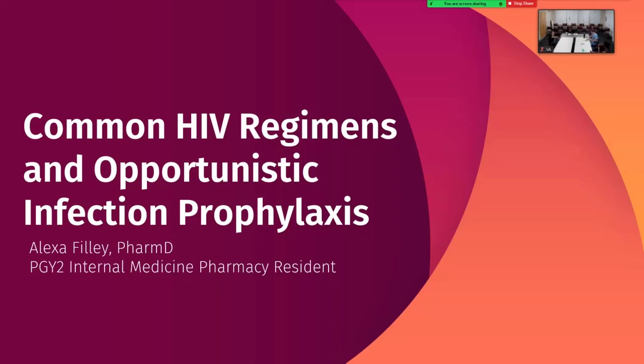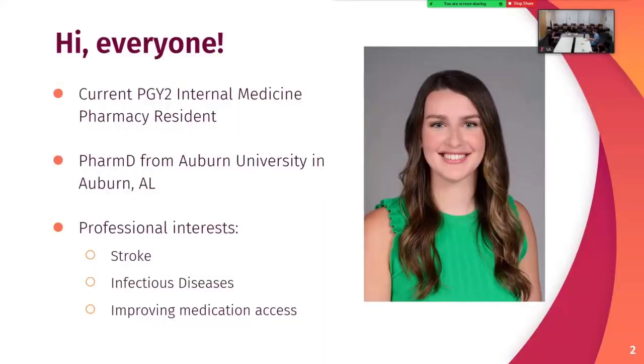I'm excited to be here to teach about common HIV regimens and opportunistic infection prophylaxis. So a little bit about me and my background. I completed my first year general pharmacy residency training here at U of L and then decided to stay on and specialize in internal medicine. So I'm excited to work with you guys throughout the year and hope to see you as I move through all my rotations. I originally completed my bachelor's degree at Auburn University and my PharmD degree there as well. And my current professional interests include stroke, infectious diseases, and improving medication access.